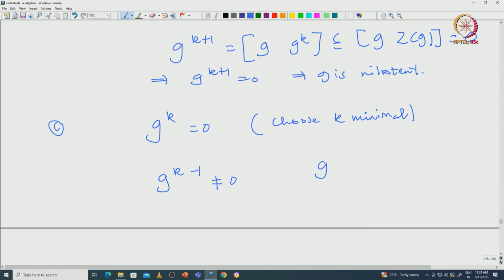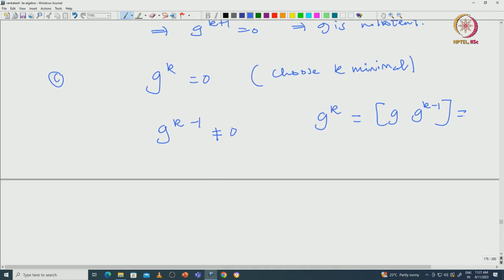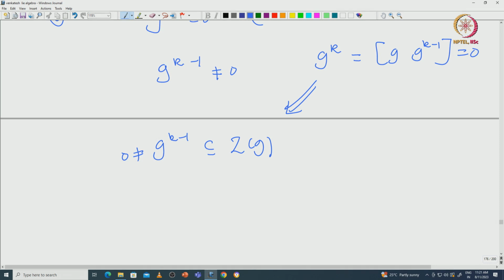But what is the definition of G^k? G^k is nothing but the bracket of G with G^(k-1). So, that implies this G^(k-1) is inside the center of G. Okay. So, this implies G^(k-1) is part of the center of G. Since G^(k-1) is non-zero, that means the center is non-zero. Okay. So, if G is nilpotent, then we proved that the center of G is non-zero.